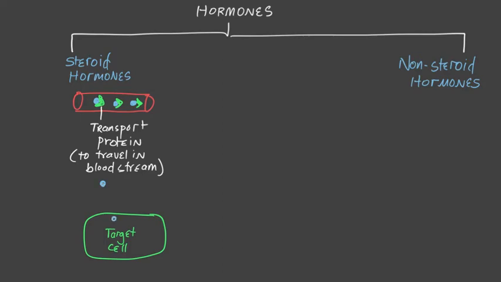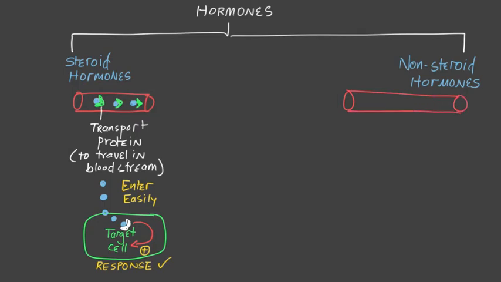Remember that the cell membrane has a phospholipid bilayer which is hydrophobic. Steroid molecules are hydrophobic too, so they can enter the target cell quite easily. And once they enter the target cell, they find their receptor, shown in white, and that acts on the target cell. And the target cell responds. So this is fairly simple.